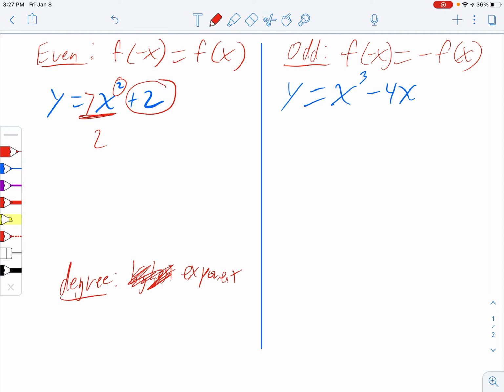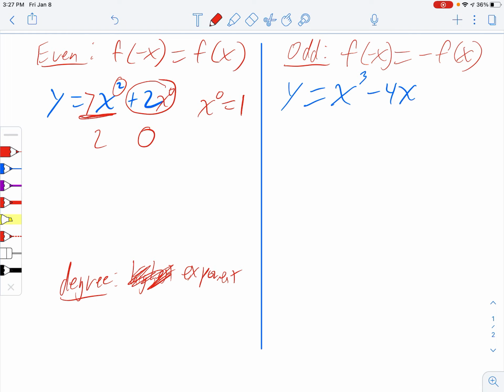You could think of that as 2x to the 0 power. Because if you remember from your exponent rules, anything to the 0 power is actually equal to 1. And so 2 times x to the 0 power is just 2 times 1, which is just 2. So you could think of this as the exponent being 0. The degree of a constant, a term with no variable, is actually just 0.